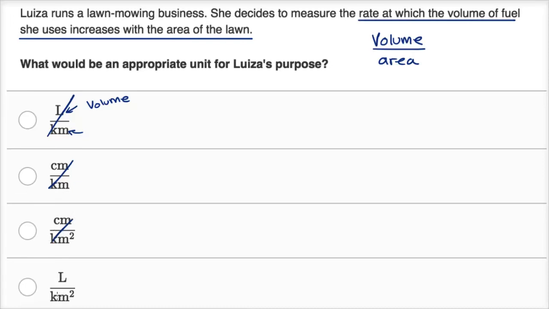Now liters per kilometer squared, this one's looking good. This is a volume in liters, and this right over here is an area. And this isn't the only one that would have worked, but out of the choices, this is the only one that works. If it was something like a pint per foot squared, or a pint per square foot, or even if it was meter cubed per kilometers squared, that would have also been volume per area. But this is the best choice of these. Let's do another one of these.